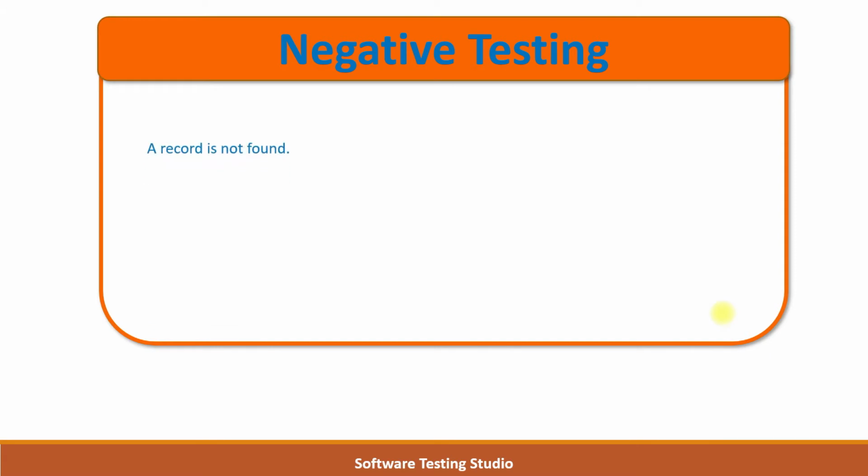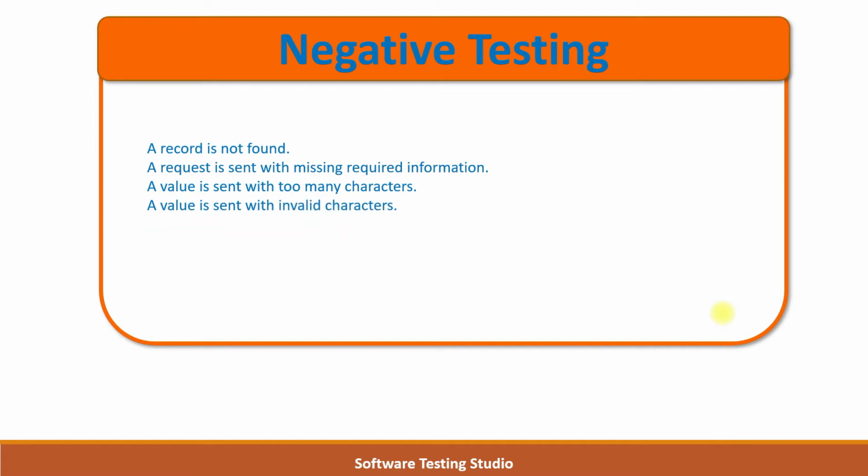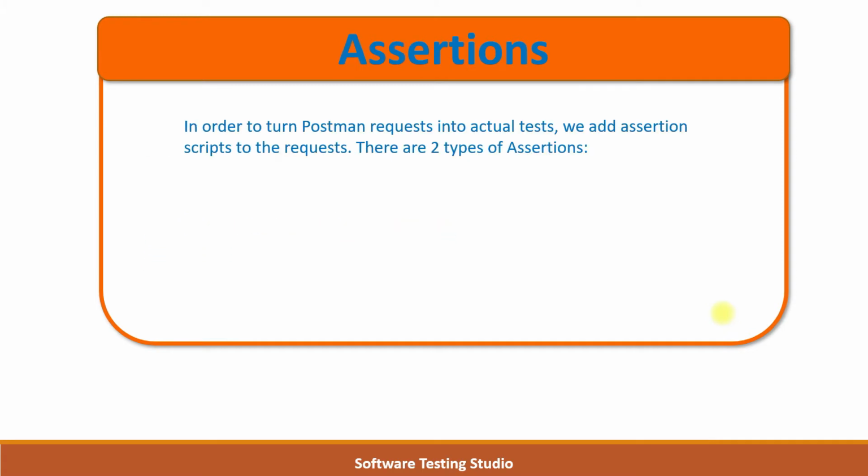Examples of negative testing are a record is not found, a request is sent with missing required information, a value is sent with too many characters, or a value is sent with invalid characters. You see, with negative testing, we deliberately input incorrect information so that we expect to get incorrect results. Or we look for something that does not exist and the response back should be not found, for instance. So the test should pass in this instance. Another example is a value sent that is not in the correct format.